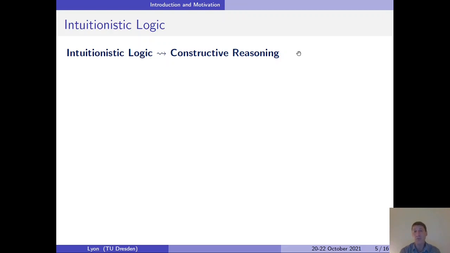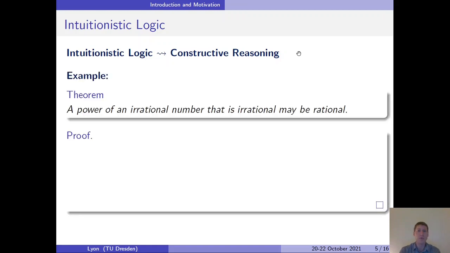What does that mean? Well, one of the defining characteristics of constructive reasoning is that if one is able to prove an existence claim, then it follows that from that proof you have a witness, a concrete witness showing that this particular object exists, or you have an algorithm for the object's construction. So to make this a bit more precise, I'm going to give an example showing how to prove a theorem by making use of non-constructive reasoning.